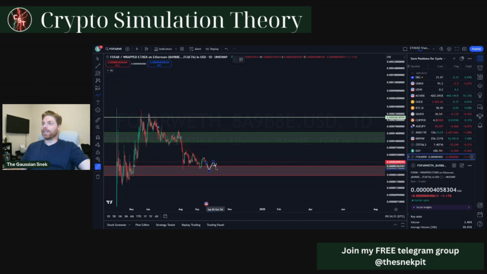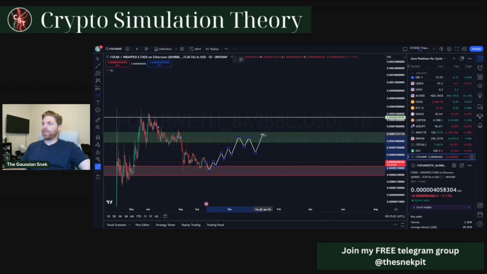Maybe we come back and test this one more time, get that inverse head and shoulders, and really start to see things take off in the other direction. Who knows, we might chop around at these higher levels. Maybe we test these levels as support. I don't know exactly how this is going to play out, but I think there's a pretty good chance that by November we're back up here in this green zone and testing these levels. I think we'll get rejected potentially on our first try and get sent back down.